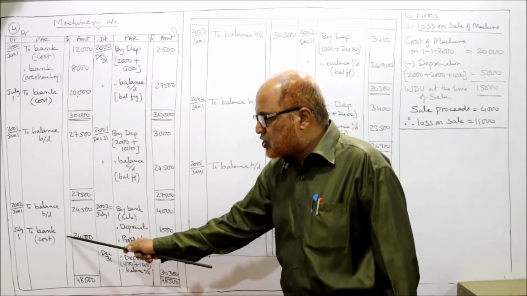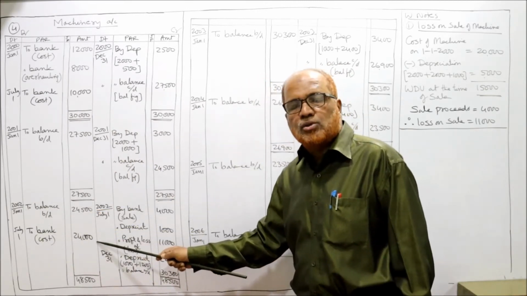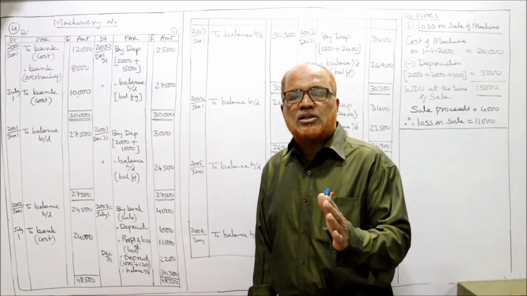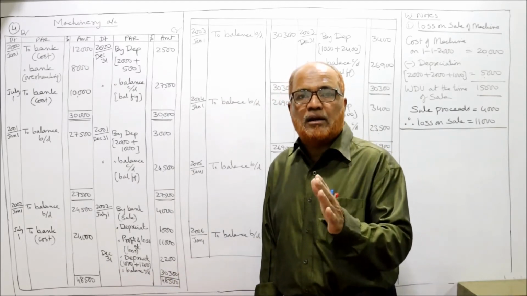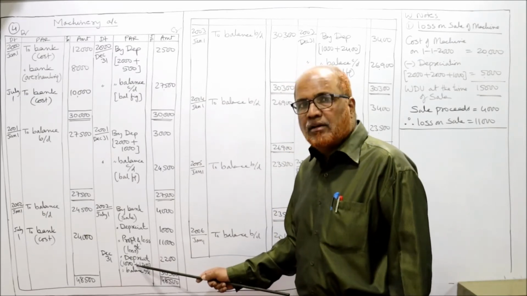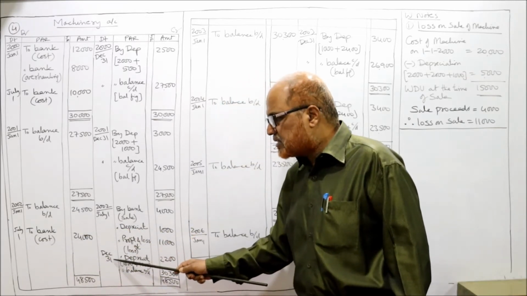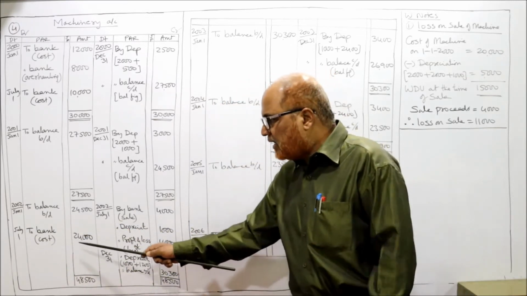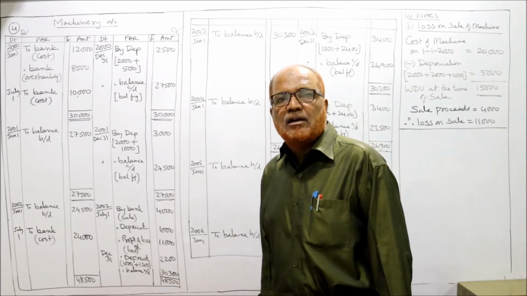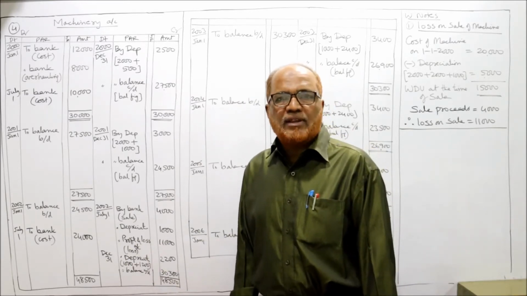Now a new machine is purchased during the current year 2002. What is the cost? 24,000. 24,000 at 10%, 2,400. So 2,400 for 1 year. But we want it for half year, because it is purchased on July 1st and we are closing the account on 31st December. So for 1 year, 2,400. For half year, 1,200.